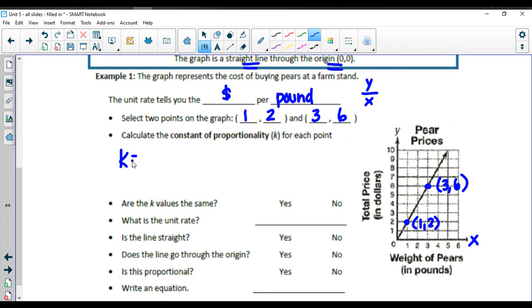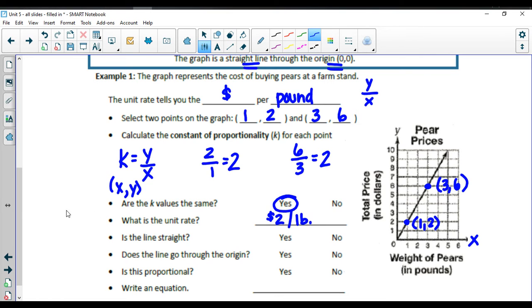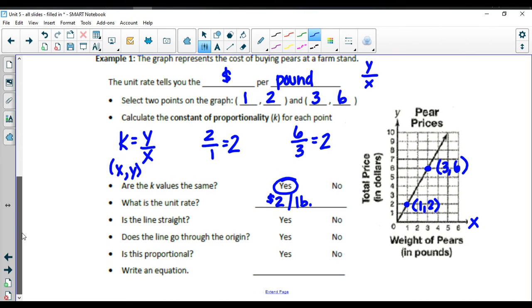Remember, we find k by doing y divided by x, and in our ordered pair, they're listed out as x comma y. So for this first one, I'm going to do 2 divided by 1, y divided by x, and that gives me 2. For my second ordered pair, I'm going to do y divided by x, which will also give me 2. So are the two k values the same? Yes. What is the unit rate then? The unit rate is k, and that tells us dollars per pound. So this is $2 per pound. So it looks like the pears are being sold at $2 per pound.